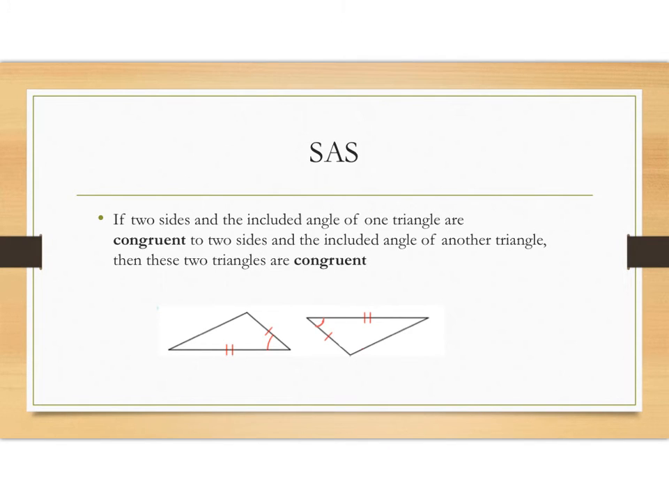Now let's talk about the side angle side theorem. This is another shortcut you can use to show that two triangles are congruent. For this case, you want to look at two sides and their included angle. So here I have a side, an angle, and a side that are congruent to a side, an angle, and a side of another triangle. And what I want you to notice is that in both cases, the angle is included between the two sides. Remember, included means in between.